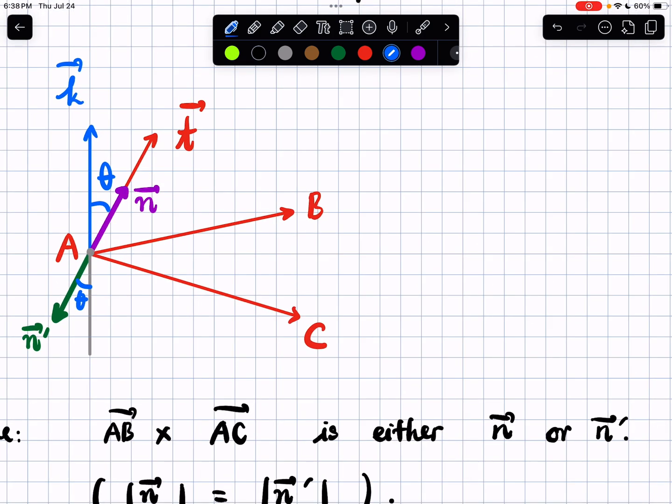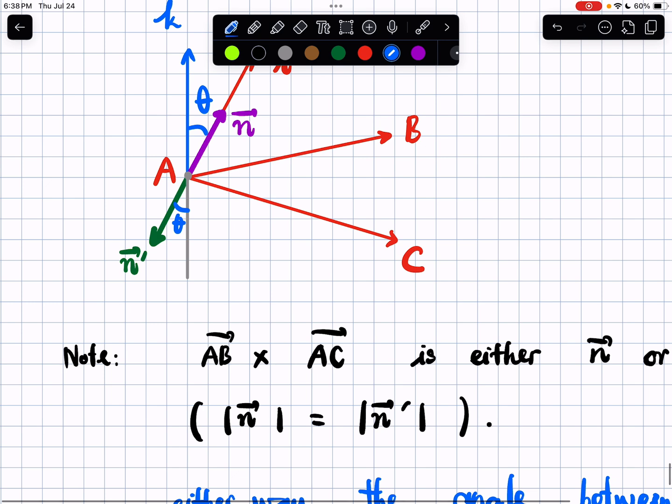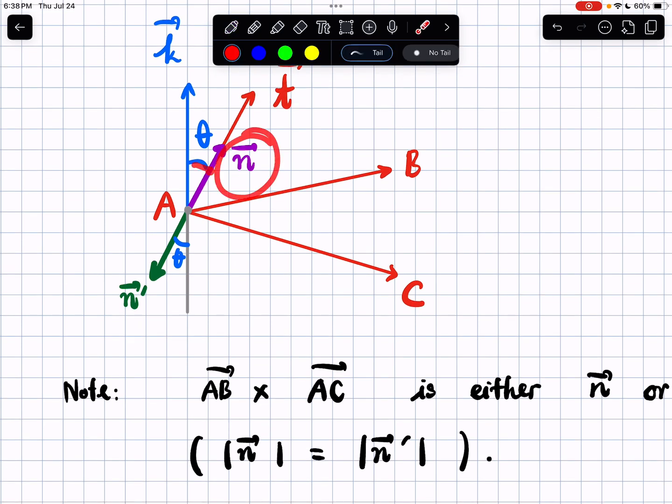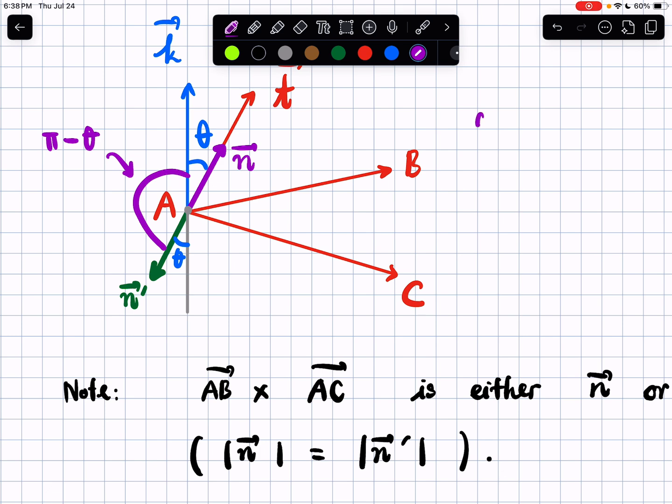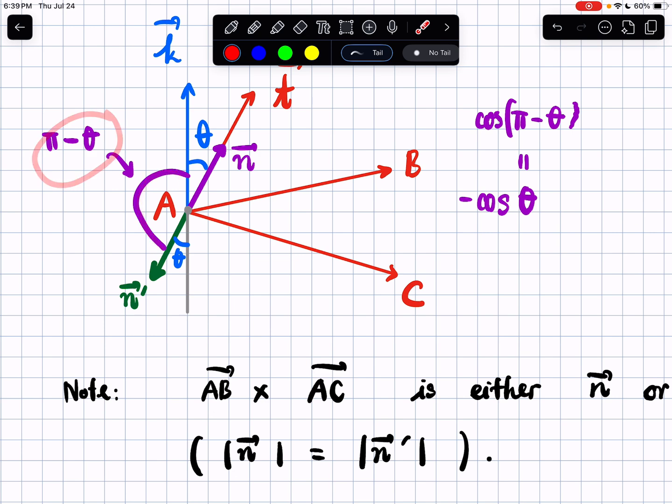Okay, so now suppose AB cross AC is n, the angle is theta. If AB cross AC is n prime, the angle between n prime and k is, say, pi minus theta. So cosine of pi minus theta is the same as minus cosine of theta. So they have the same absolute value.